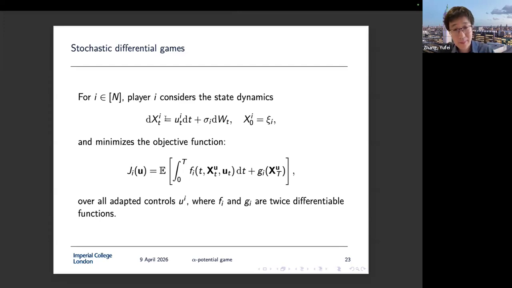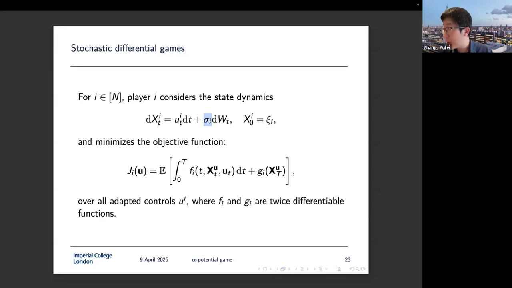In this case, there are n players. Each player only controls their state variable, where they only control a corresponding drift term, and there is additive noise. So the state essentially follows this controlled SDE, where the noise can be correlated. You can think of this as a multi-dimensional state and a multi-dimensional Brownian motion, with the corresponding matrix sigma.